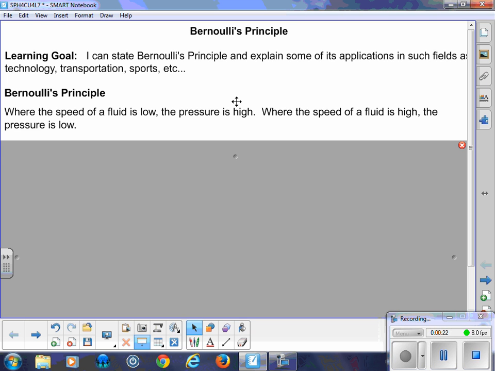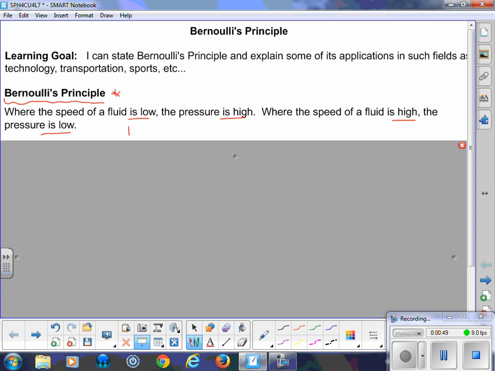So what is Bernoulli's principle? There's a definition for you. You want to be able to identify it on a test, but Bernoulli's principle is this: where the speed of a fluid is low, pressure is high. Okay? So if the speed is low, our pressure is high. If the speed of a fluid is high, the pressure is low. Okay? So they are opposite.